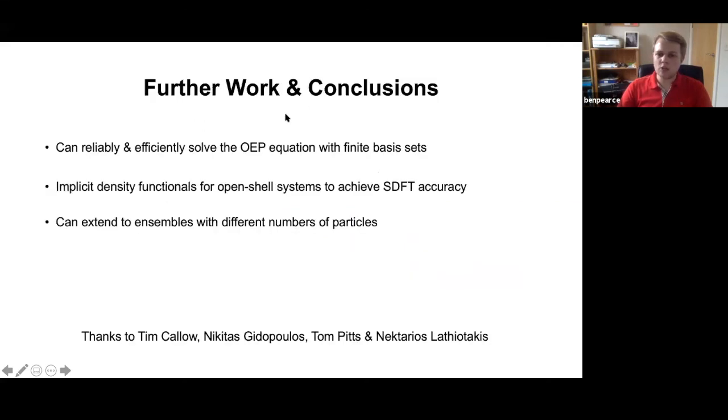So in conclusion then, what I've shown today is that we can reliably and efficiently solve the OEP equation within finite basis sets without incurring too much additional computational cost. We can construct implicit density functionals for open shell systems and achieve near spin DFT accuracy. And we can also extend this OEP framework in a variety of different directions. And today I showed you an example for ensembles of varying electrons in order to obtain the derivative discontinuity.